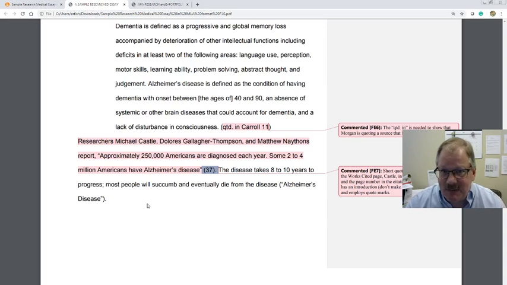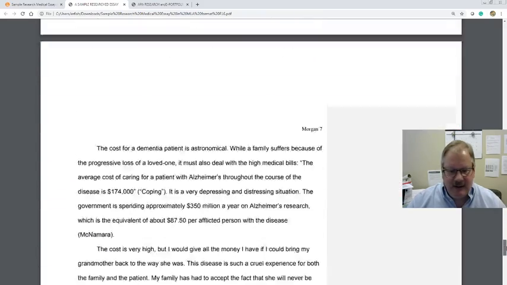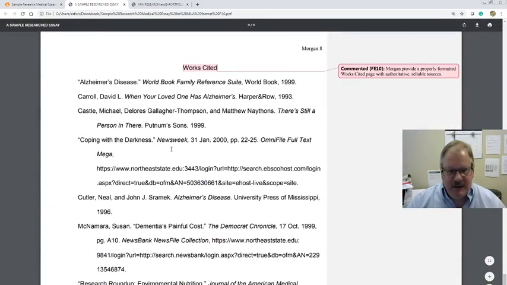Sometimes with internet sources, you might have a PDF file that does have page numbers, and you want to go ahead and give those page numbers when you can. So it gets interesting out there, particularly on the internet. But again, I could go to the works cited page. I'll just see Michael Castle there and the other two authors, and there he is. Michael Castle, Dolores Gallagher Thompson, and Matthew Nathans. I could go to page, I think it was 37. I might have the page number wrong there.